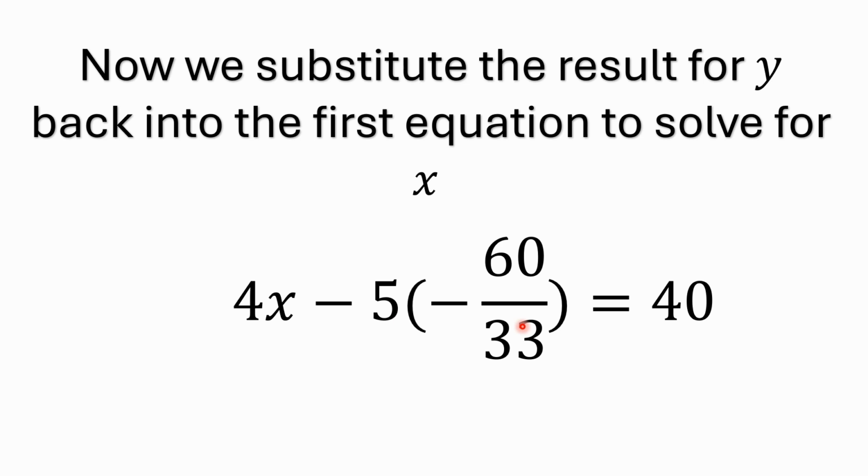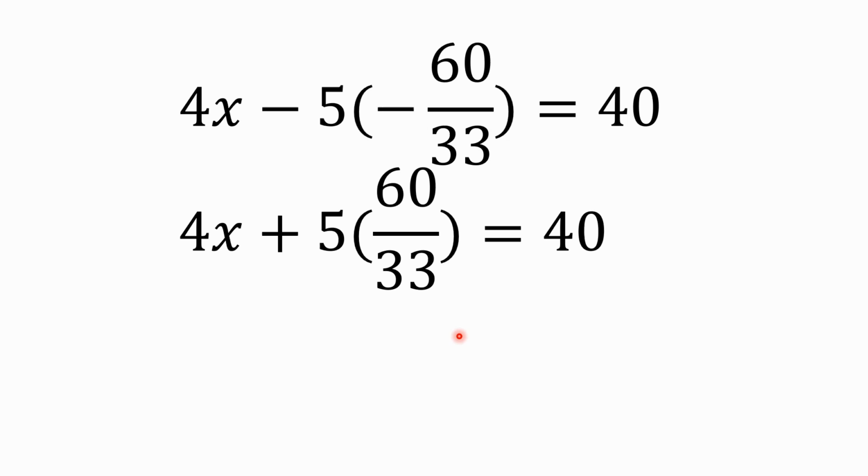But now we can substitute that result for y back into the very first equation that we had for x. Remember, the first equation was 4x minus 5y equals 40. Well, 4x minus 5, and if y is minus 60 divided by 33, we can simplify this down. Now keep in mind, a negative multiplied by a negative is a positive. So this becomes 4x plus 5 times 60 divided by 33 equals 40.